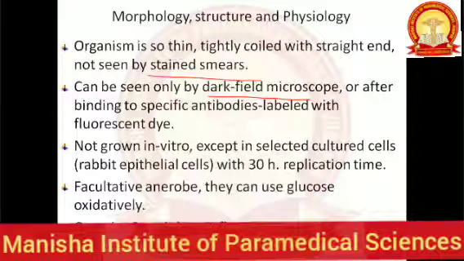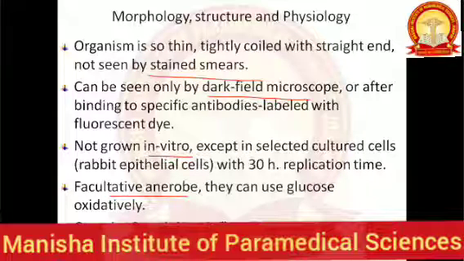Another important thing about Treponema is that they cannot be grown in vitro, so we need to provide them the original cellular environment, like rabbit epithelial cells, and they need a long replication time, or incubation period, about 30 hours or more to grow and reproduce. And most of them are facultative anaerobes, and that means they do not need oxygen for their growth.